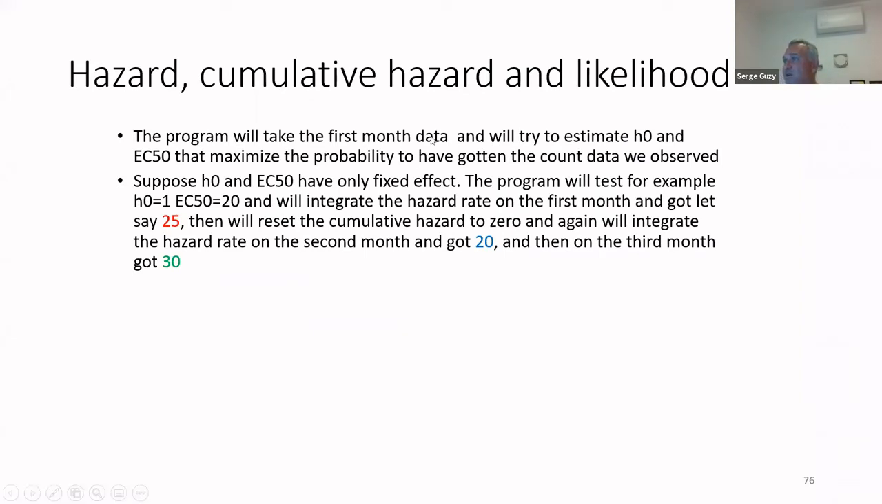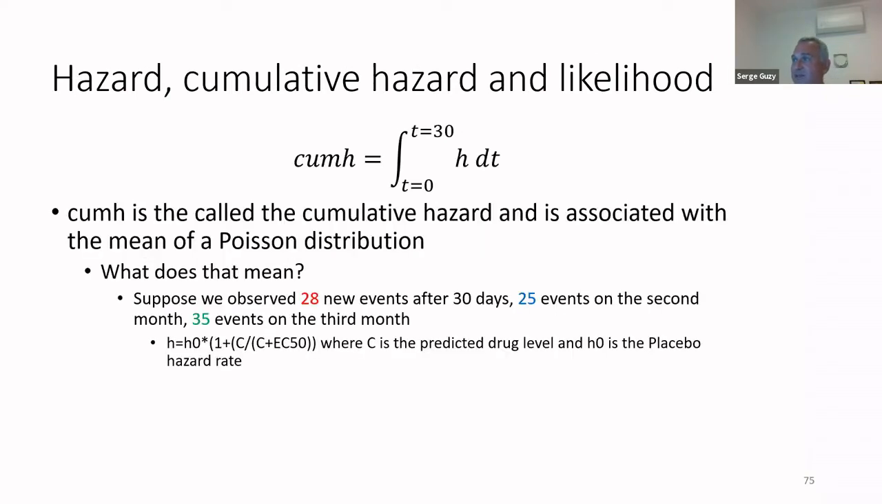Then what the program is going to do is the following. It's going to take the first month's data, and it's going to try to estimate H0 and EC50 that maximize the probability to have gotten the count data that we observed. Now you're going to ask me how it's working. The program is going to integrate from 0 to 30 and get a cumulative number of events. And suppose that it's getting 27.5. Then the program is going to assume that this cumulative number of events is the mean of a Poisson distribution. And again, you get 27.5 as the mean.